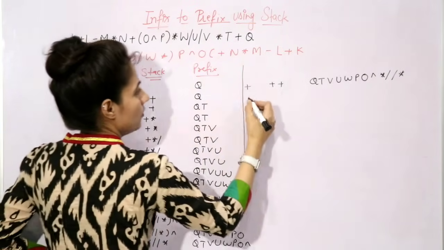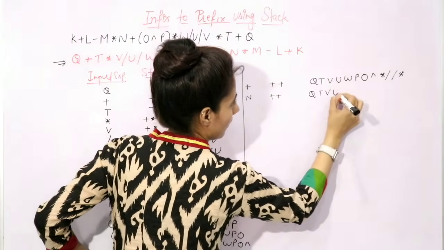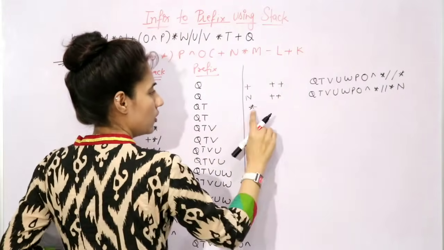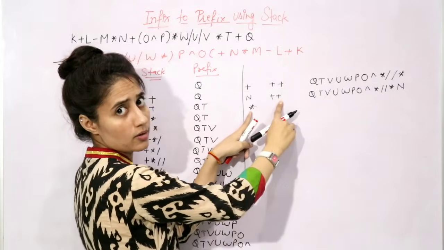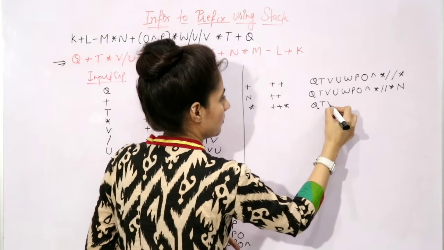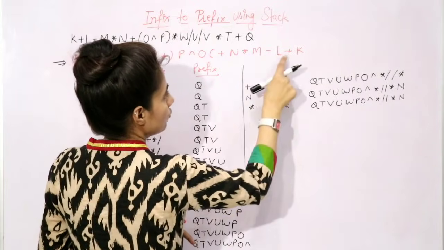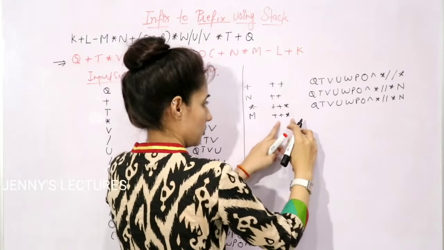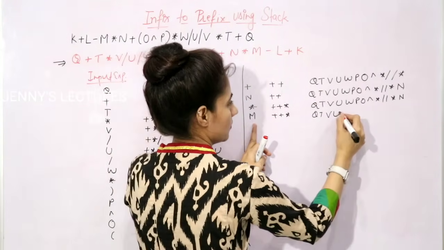Now after this plus I have n, so the stack would be unaffected and here we will append this. After n we have again asterisk. Now multiplication has higher precedence than the top of the stack, right? If higher precedence, then you can simply push it, and this expression would be the same. Now after this I have m, so this is an operand, no need to push anything in the stack, simply append this into the expression.